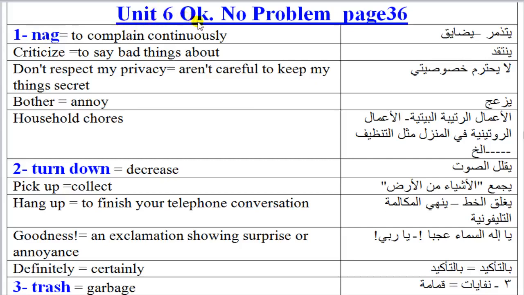Unit 6. Okay, not a problem. Page 36. Number 1. Nag: to complain continuously. Criticize: to say bad things about. Don't respect my privacy: aren't careful to keep my things secret. Bother, annoy.